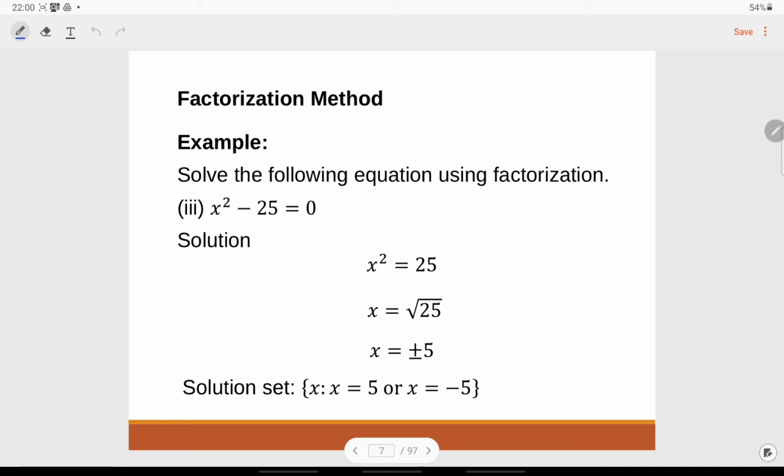Okay, so the equation for the third one is quite simpler compared to the previous two examples, because the value for the constant b equal to 0. So we have x squared minus 25 equal to 0. To solve this equation, we just take 25 to the other side. So we have this equation, and then we eliminate the square by putting square root at both sides. So we have x equal to square root of 25. So the answers are plus minus 5. So we have two possible values for x: x equal to 5 or x equal to negative 5 as the answer.